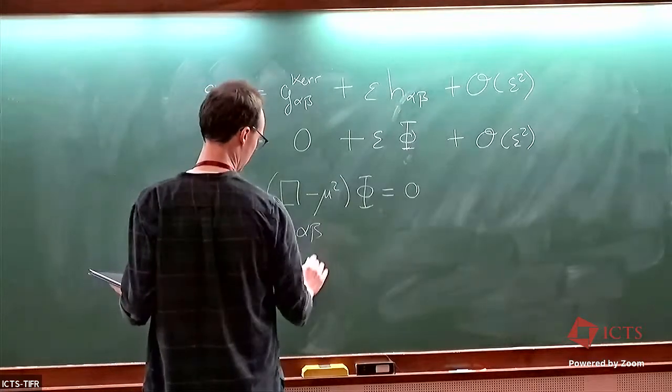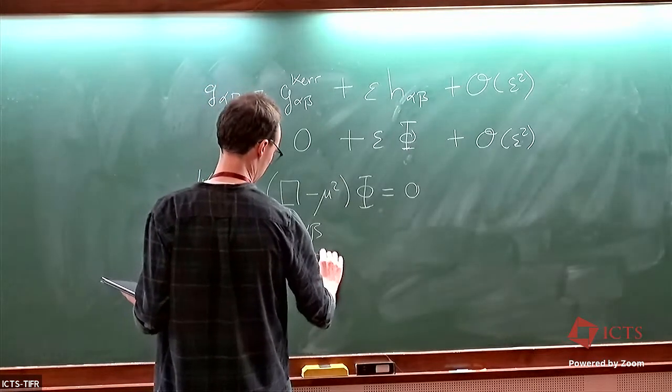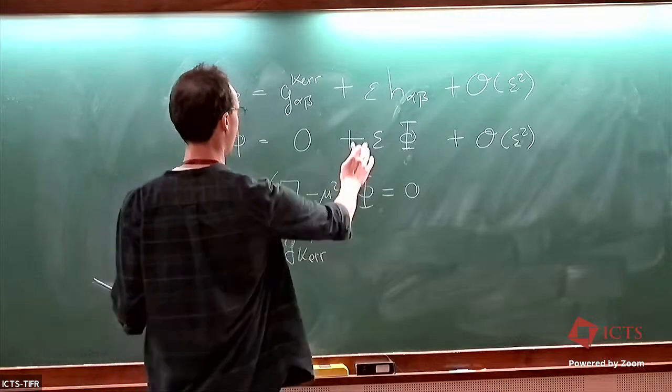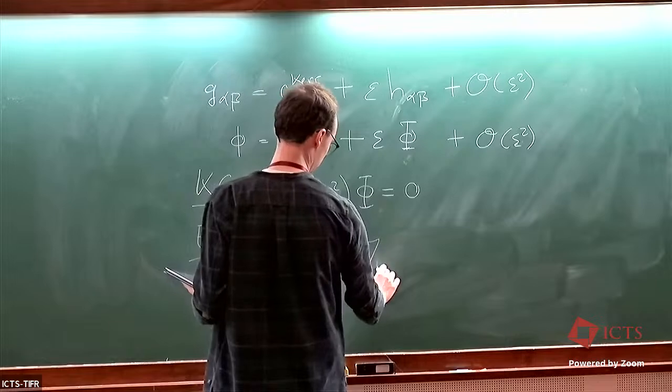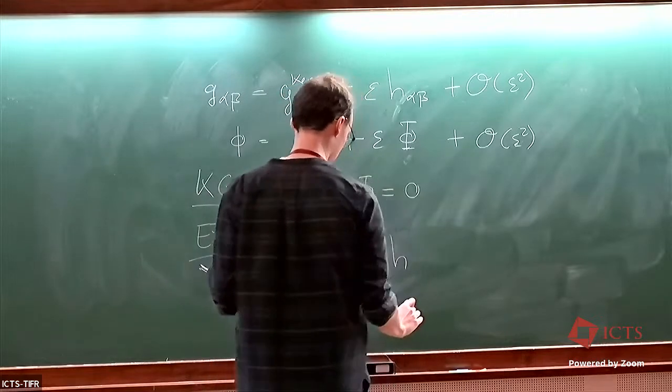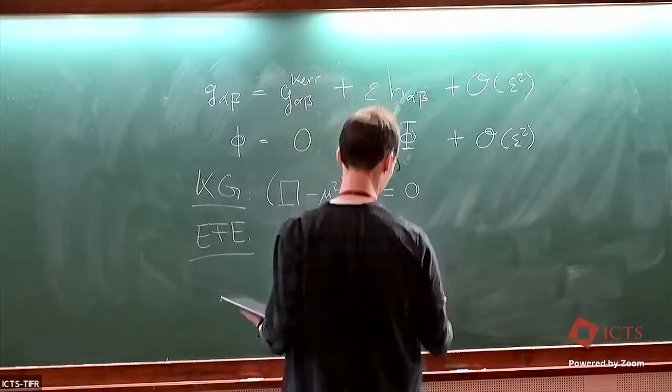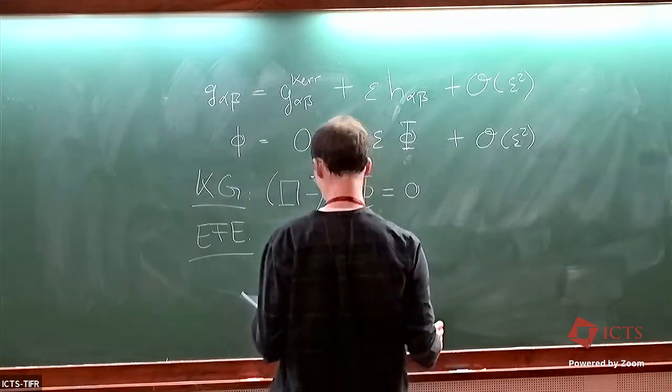So the perturbative equation for h alpha beta is the following. Gamma delta.